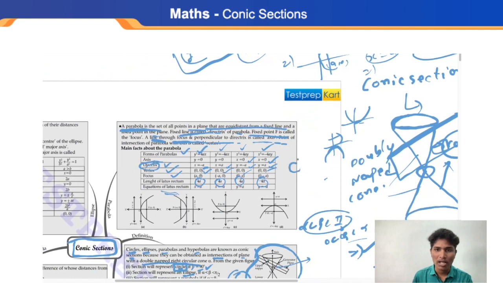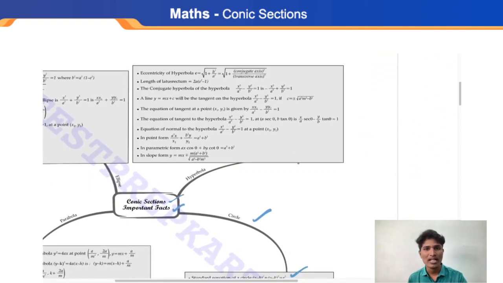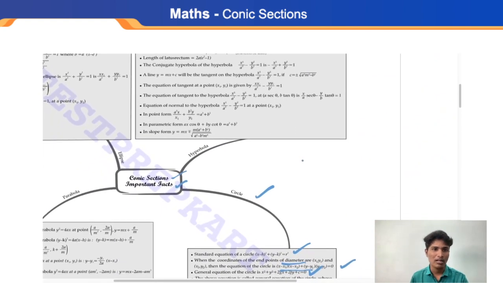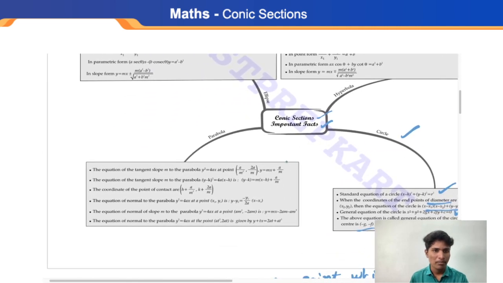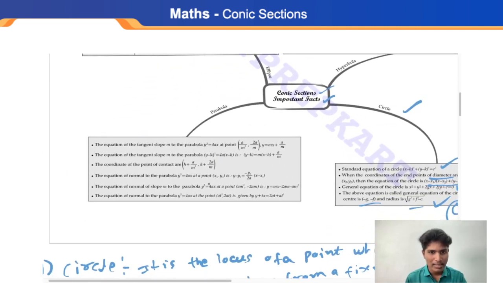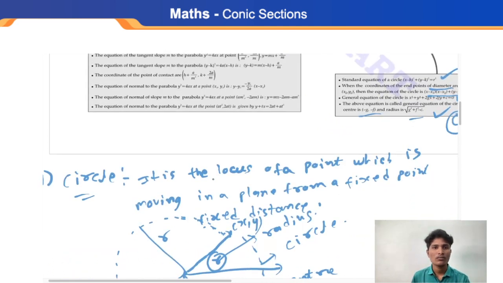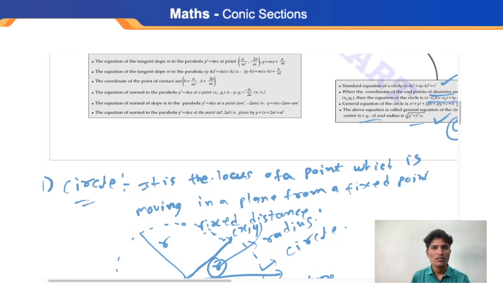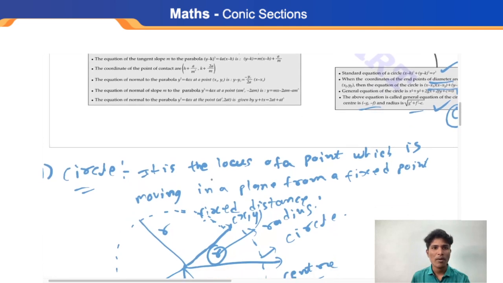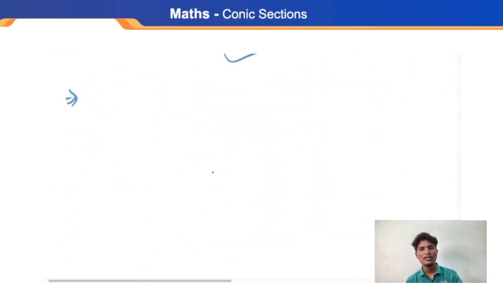I think the parabola block is completed, but I will check the important facts for this. The important facts will be the tangent things. I will explain the tangent. I think I have to explain here. The slope form I have to explain, and the normal also. I will explain the 4 things.